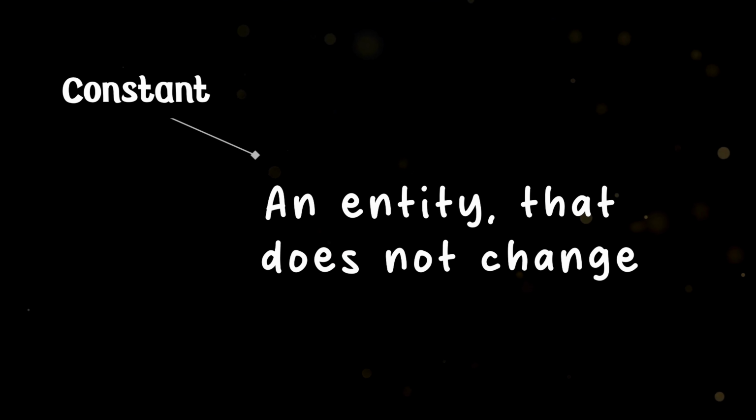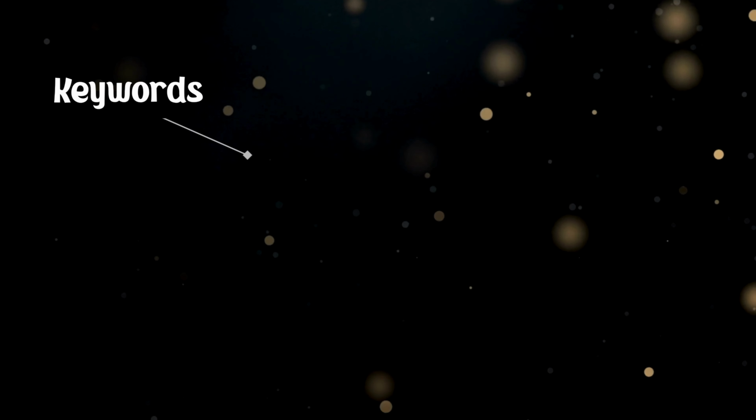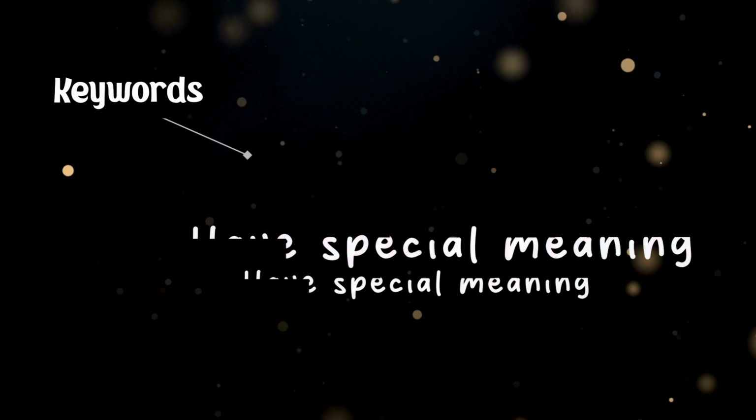Let us now understand the meaning of each of them. A constant is an entity that doesn't change, whereas a variable is an entity that may change. A keyword is a word that carries special meaning.